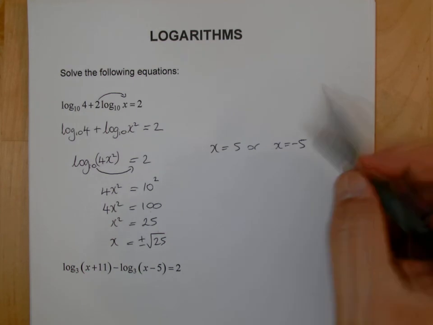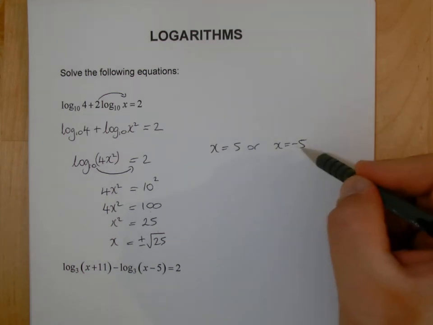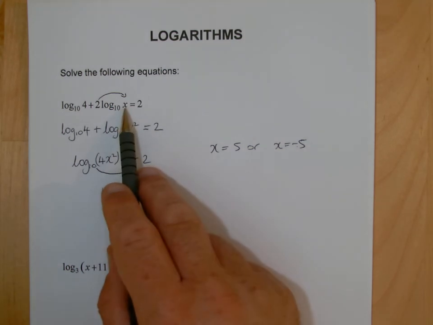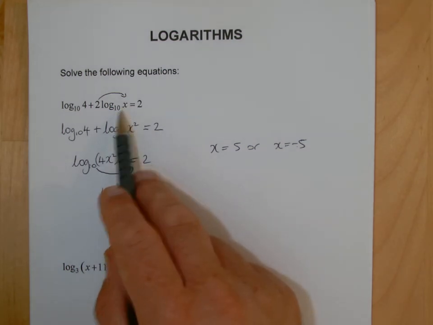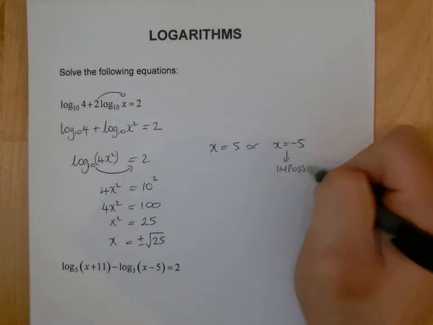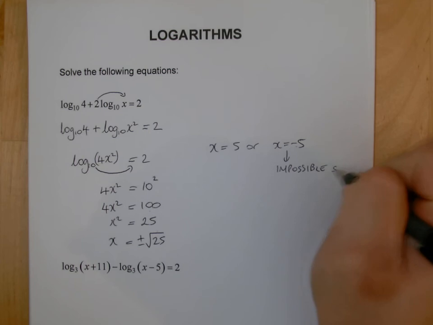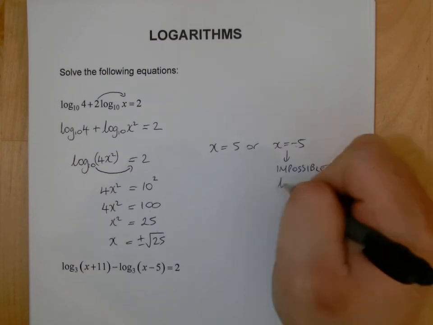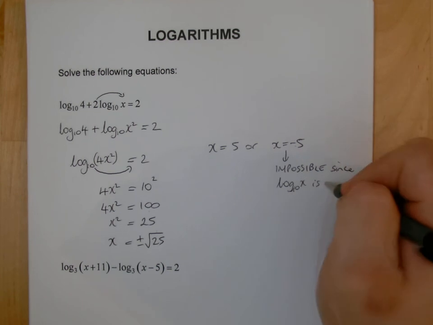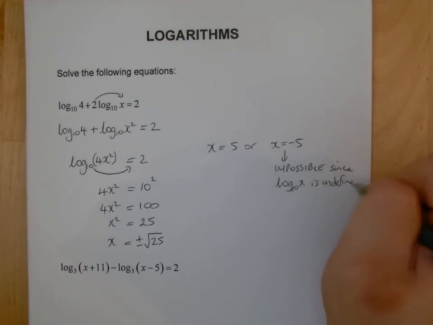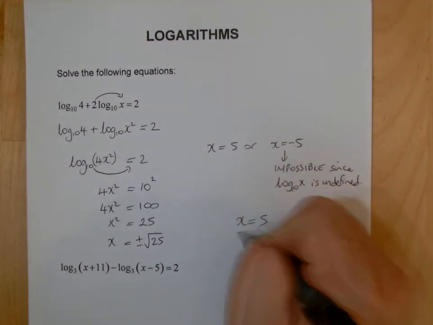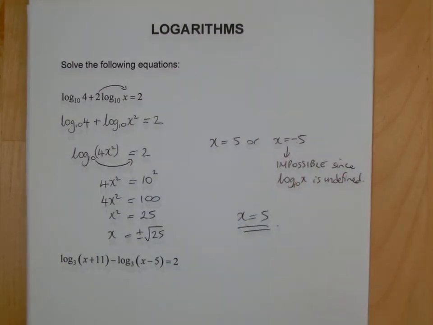However, this x equals minus 5 is impossible, isn't it? Because when you look here, that won't work, will it? Because you can't take negative values in the logarithm. So you could say, look, impossible, since log to the base 10 of x here is not defined. It's undefined. So the answer here then will be x equals 5.